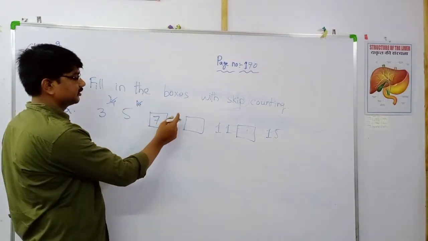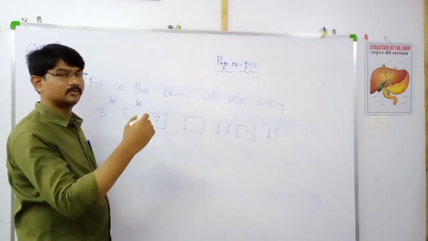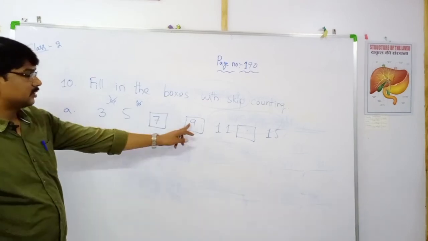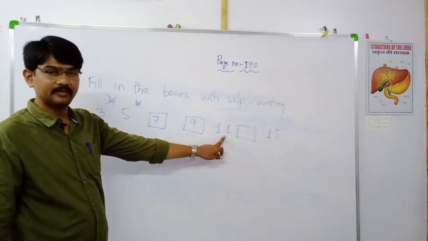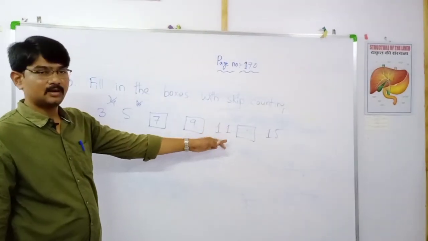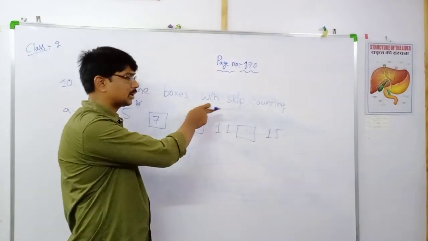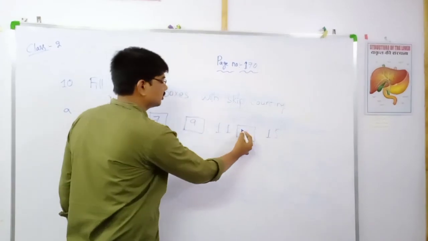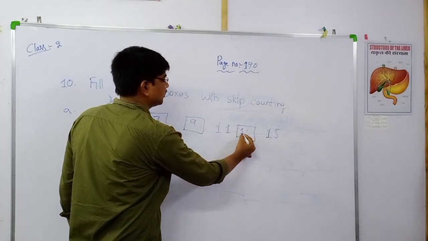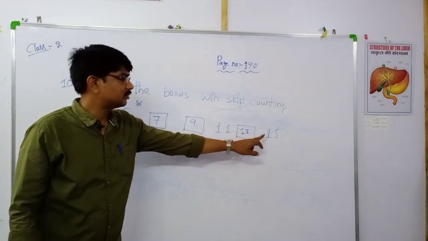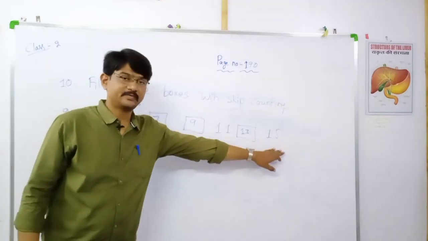7 after 8 comes, but we need to leave one number, so 9 comes here. Yes, 9 after 10, but here 11. 11 after 12 should come, but leave one number. Why? It is skip counting. Yes, so 13 will come here. 13 after 14 leaving and 15.